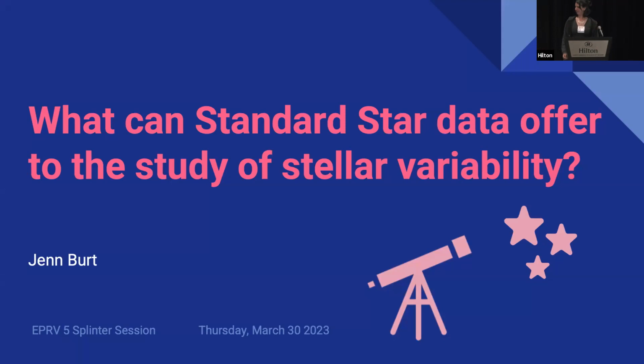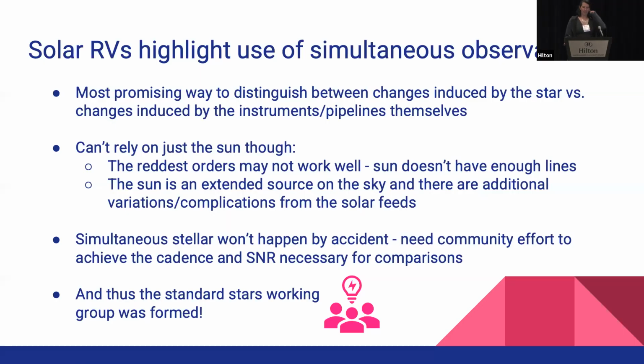Okay, you just made many of the points that I was going to make, so this is going to be short, which is wonderful. So in addition to looking at the sun and active stars, there's also a question of what can standard stars do for helping in these types of analyses. And so the solar RBs that Lily and many folks have talked about this week have highlighted the use of simultaneous observations and are a really promising way to distinguish between the changes in both our spectra and our activity indicators and the detectors that are due to the stars versus the instruments themselves.